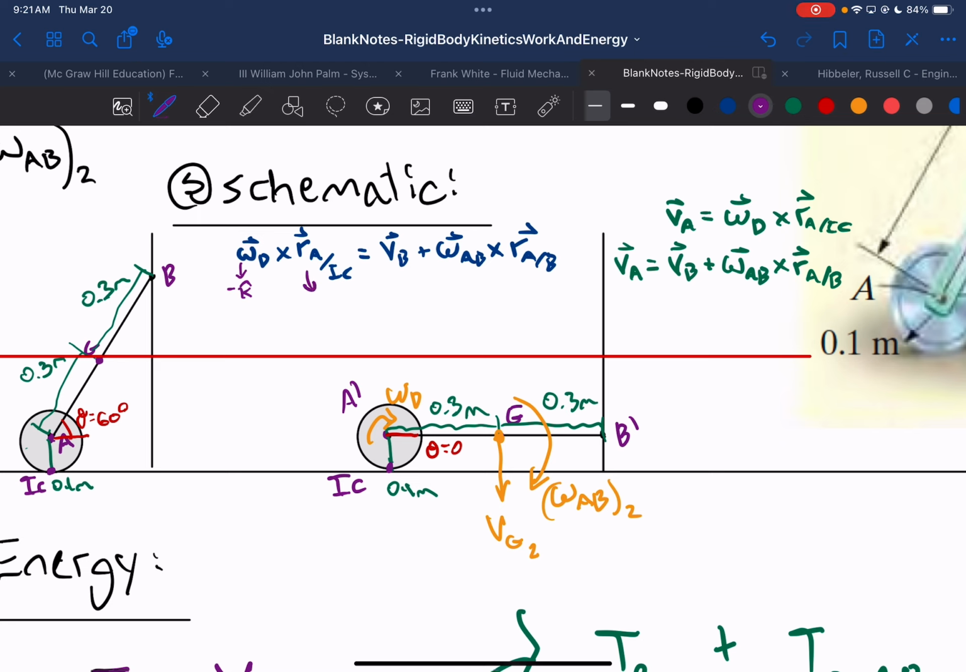How about R? My radius from my IC to A. What direction is that in? From this point to this point, it's pointing up, so it's positive j. How about my velocity at B? Negative j, right? Negative j. My angular velocity of my rod AB: negative k, yeah.